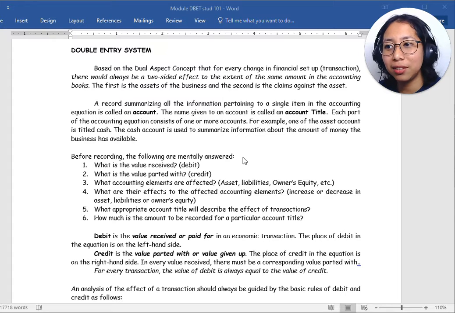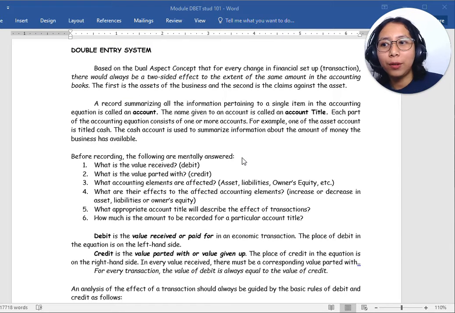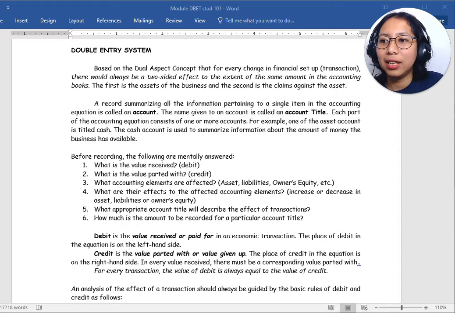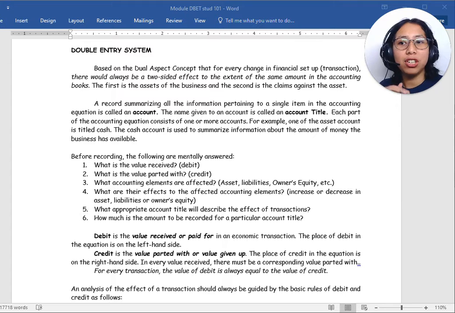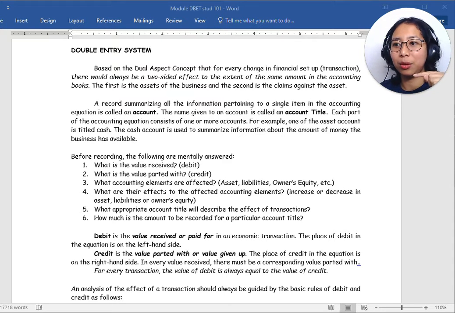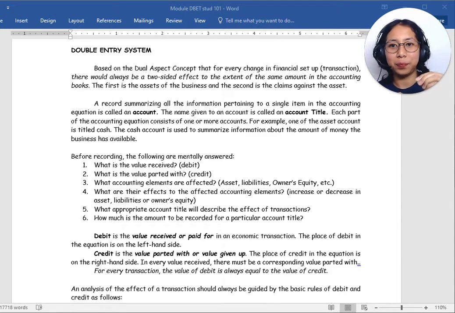Today, we will discuss the double entry system. Ano ang double entry system? Okay. Sa sistemang ito, nire-record ang transaction based dun sa tinatawag nating debit and credit. It says that for every change in financial setup, there would always be a two-sided effect to the extent of the same amount in the accounting books. Okay, so the first is the asset of the business and the second is the claims against the business.